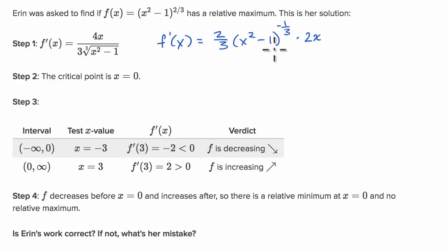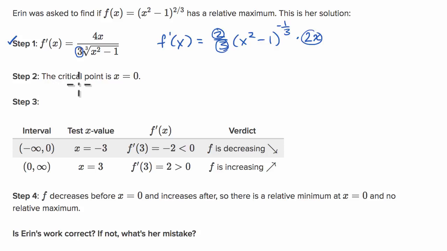But this looks like what she got for the derivative, because if you multiply 2 times 2x, you do indeed get 4x. You have this 3 right over here in the denominator, and (x squared minus 1) to the negative 1/3, that's the same thing as (x squared minus 1) to the 1/3 in the denominator, which is the same thing as the cube root of x squared minus 1. So all of this is looking good. That is indeed the derivative.